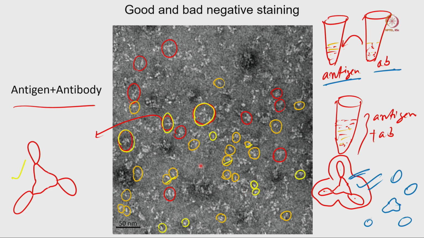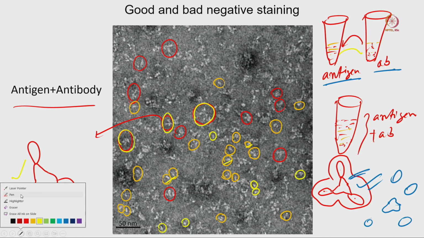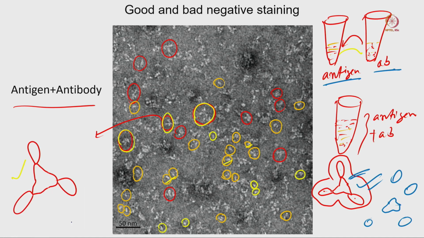So image-wise this is a good image, but sample-preparation-wise this is not a very good sample preparation. So there is some problem with the sample preparation. What we have to do for this kind of sample is either recalculate the concentration of both the antigen and antibody, so that we can mix them in such a way that we always get the full complex. There should not be any free antibody or Fab fragment or trimer. They should always form a complex.